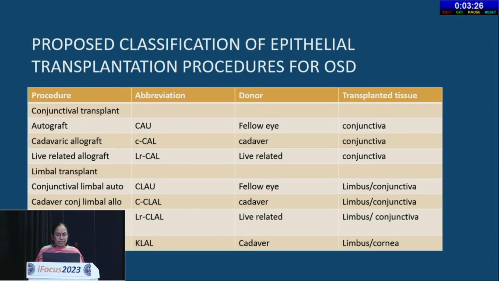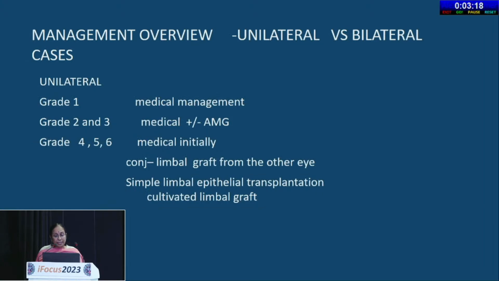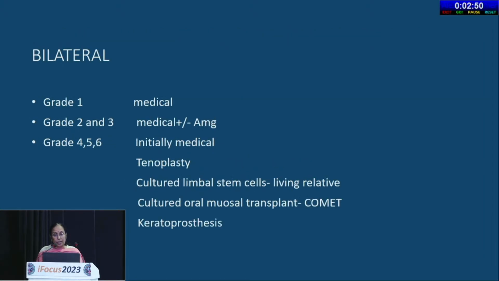So the proposed classification, Sir has already shown: conjunctival autograft, cadaveric allograft, living related, conjunctival limbal, and keratolimbal. Living related, it's not so easy. Only Sir can persuade the living relatives to give. The rest of us do not have those persuasive powers, but then again, you can tell them if it's a bilateral case. So how do you do it? Unilaterally, grade 1 medical management, 2 and 3 medical plus minus AMG, 4, 5 and 6 medical initially, conjunctival limbal graft from the other eye, simple limbal epithelial transplantation, and cultivated limbal grafts. Bilateral cases are the most severe and difficult to do.